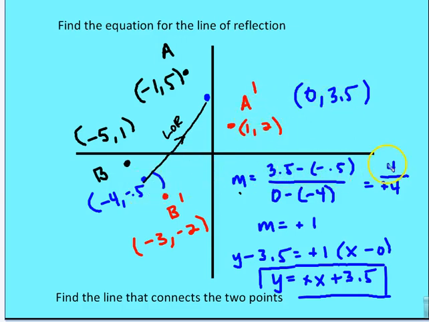3.5 minus -0.5 is equal to 4, over 0 minus -4, which is 4. So the slope is equal to 1. I'm going to take this value and substitute it back into the first midpoint. You can use either point, but I'm going to use this one. I get y minus 3.5 is equal to 1 times x minus 0, or y minus 3.5 is equal to x. I'm going to rewrite in slope-intercept form: y is equal to positive x plus 3.5. All right, so that's how you find the equation for a line of reflection given 2 sets of reflected points.